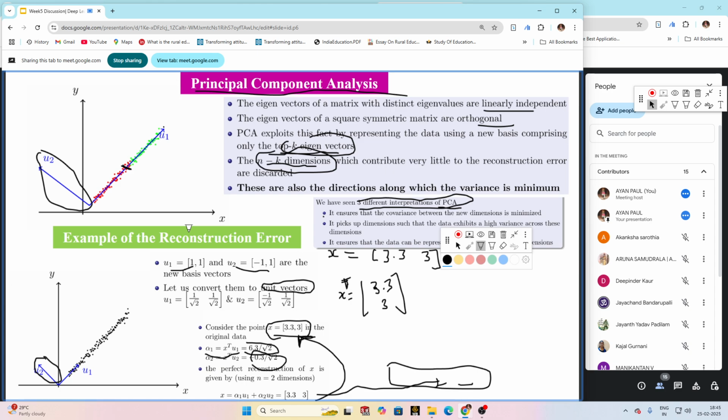So it is easier for us. That is why we have changed to this. So this is the advantage of projecting your data onto a basis that are eigenvectors. Sir, if our data is m dimensional, then our alpha will be of m dimension only? Yes. Thank you, sir. So this is the thing.